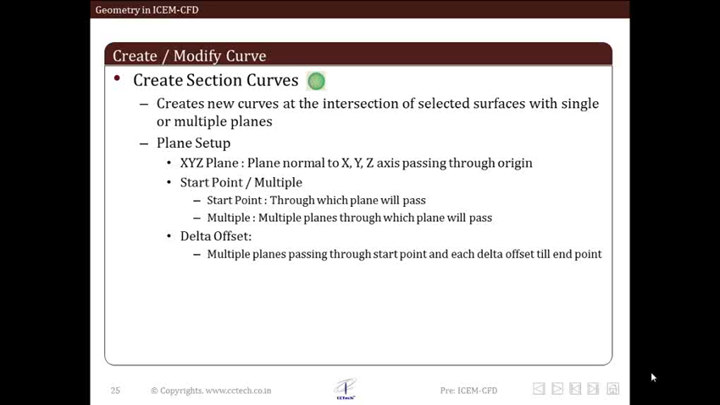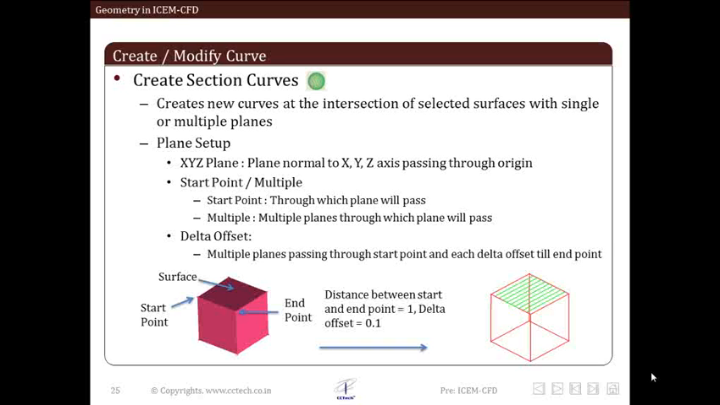For this, we need to choose plane setup, which implies to specify the plane that intersects with the selected surface to create a new curve. This is available with three options: normal to XYZ plane, 3 points and along existing curve. For the first one, we have to select a plane normal to X, Y or Z axis. We can also specify the offset value, which is the fraction of distance between start and end point. The plane will pass through each offset point as well as start and end point, resulting in multiple section curves.